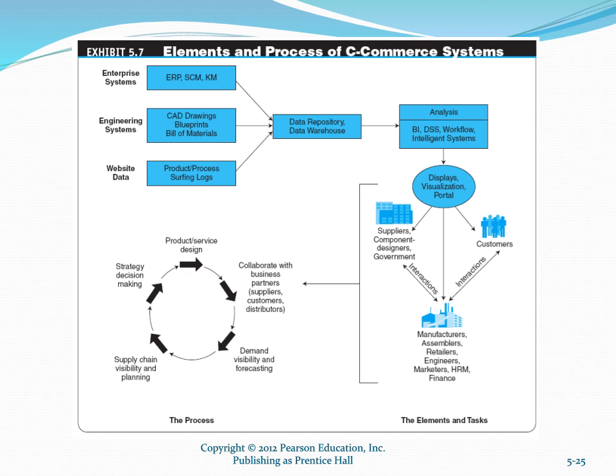Exhibit 5.7, Elements and Process of C-Commerce Systems, kind of illustrates this entire process. If you look at the top left, you really see a lot of the things that need to be shared: the ERP systems, supply chain management, knowledge management systems, CAD drawings and blueprints, bills of materials, and product and process testing logs, etc. So that really serves as our data repository.